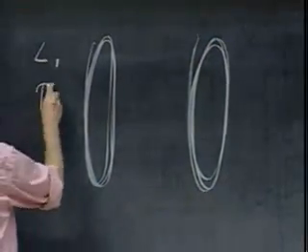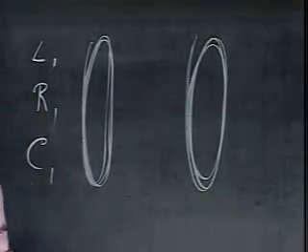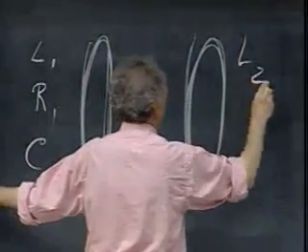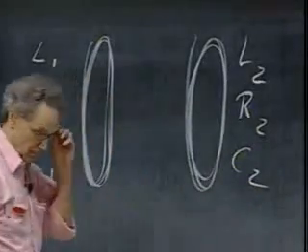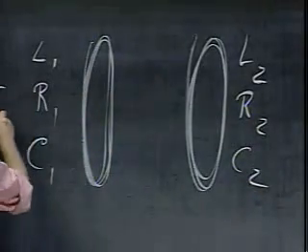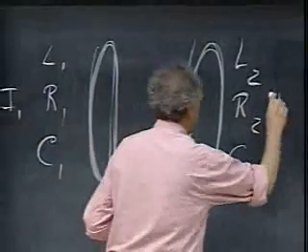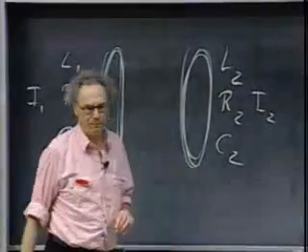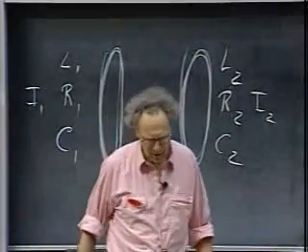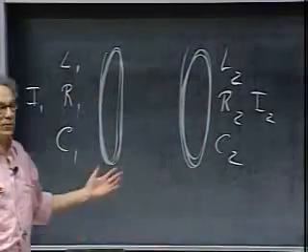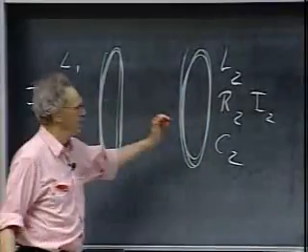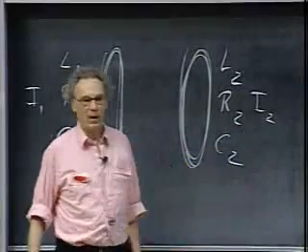Inductance L1, resistor R1, capacitance C1, L2, R2, C2. So there's a current I1 running through this one, a current I2 running through that one. To set up the differential equations for this system is not so easy. You get two differential equations, of course, one for this system and one for this system.